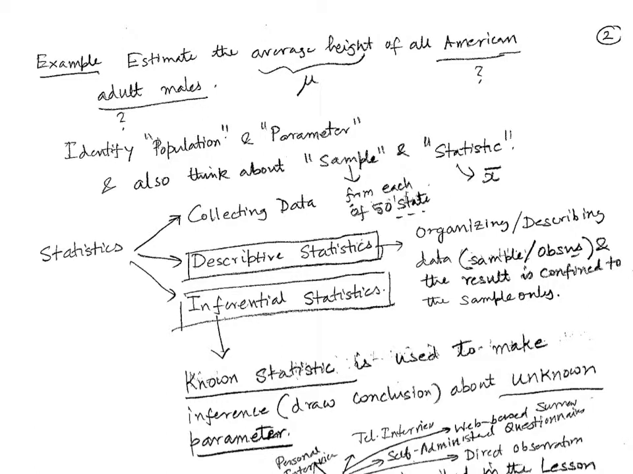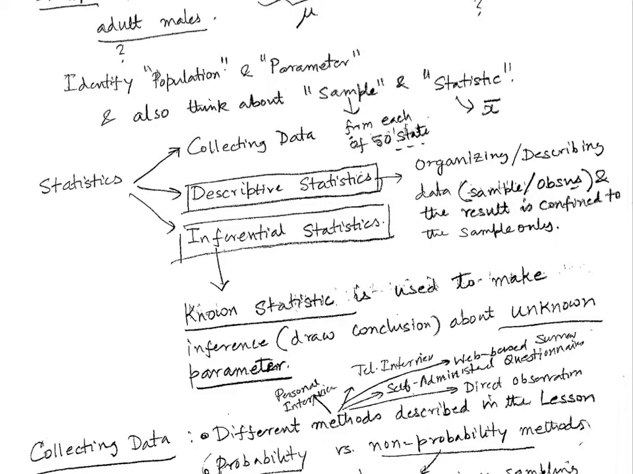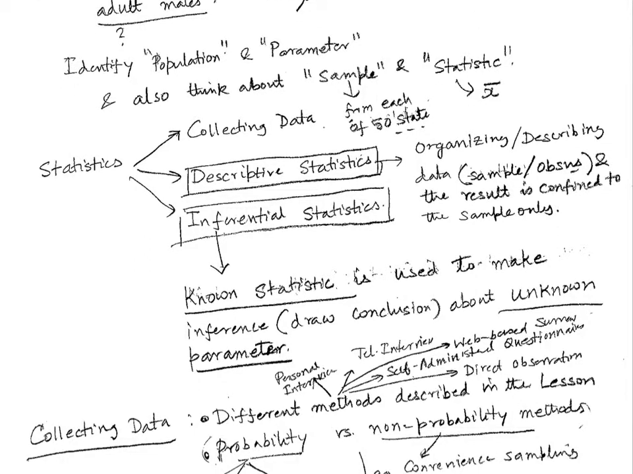Now statistics can be divided into three parts: collecting data, descriptive statistics, inferential statistics. We are not going to talk that much about collecting data, but we are going to discuss descriptive statistics and inferential statistics. Descriptive statistics is organizing or describing data, and inferential statistics is where a known statistic is used to make inference about an unknown parameter.